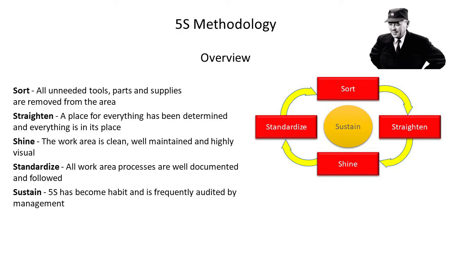Let's get familiar with the key objectives for each of the 5S phases. Sort. All unneeded tools, parts, and supplies are removed from the area. Straighten. A place for everything has been determined and everything is in its place. Shine. The work area is clean, well maintained, and highly visual. Standardize. All work area processes are well documented and followed. Sustain. 5S has become habit and it's frequently audited by management.